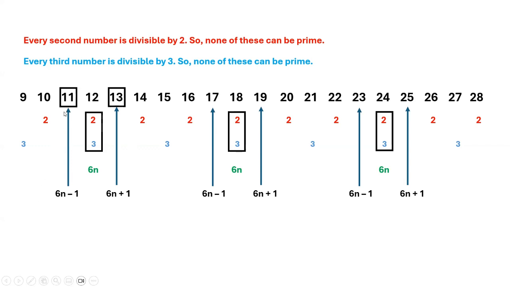If we check over here, 6n-1, 11 is a prime. Over here, 13 is a prime. Let's check these over here. 17 is prime, 19 is prime. How about over here? 23 is a prime, but 25 is not a prime, because even though it's not divisible by 2 or 3, it is divisible by 5.